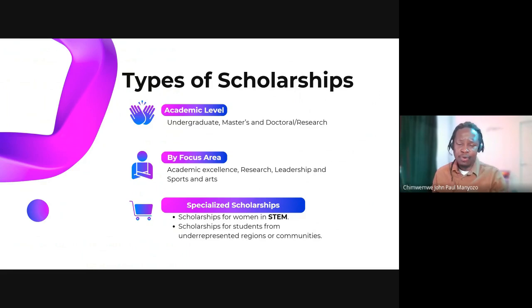And then types of scholarships. Again, I'm going to look at it from academic level, by focus area, and then also specialized scholarships. So we have the different forms that I've just mentioned, and then these are the types. The first one is there are scholarships that are targeting people that are doing undergraduate studies. And one of the common questions that I often get is: are there scholarships for undergraduate studies?